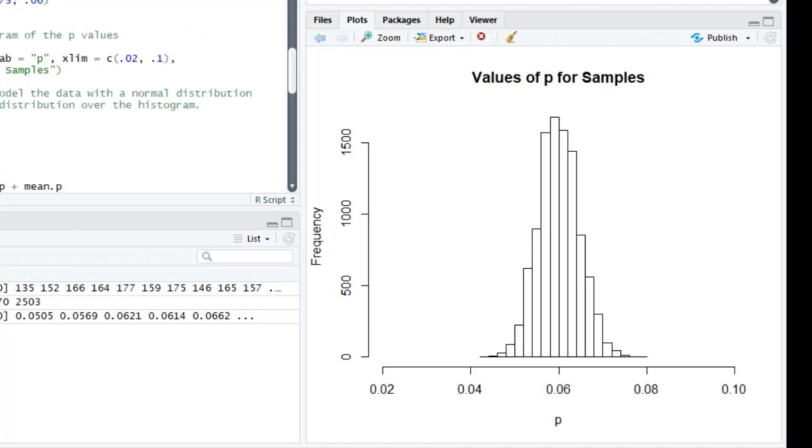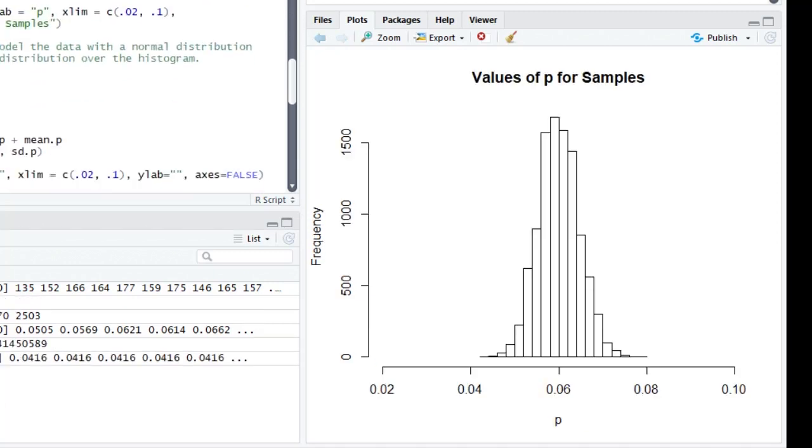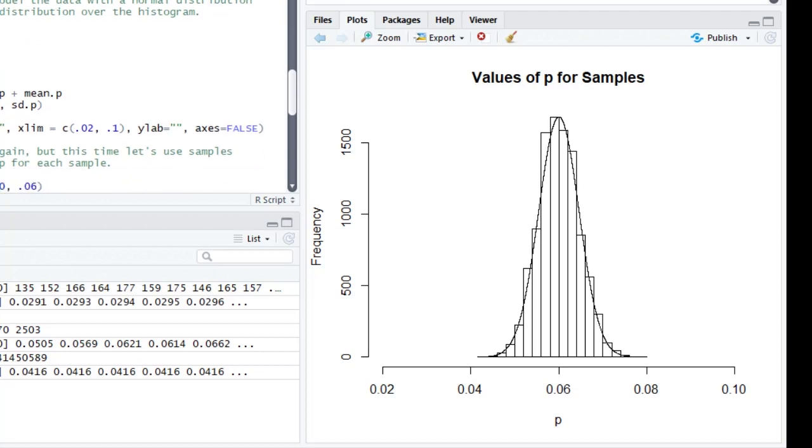I can even superimpose a normal distribution on this. This is something that you as a researcher will not have to do. We're just learning theory now, and we're learning theory about the sampling distribution of P, just like we learned theory about the sampling distribution of Y bar, the sample mean.